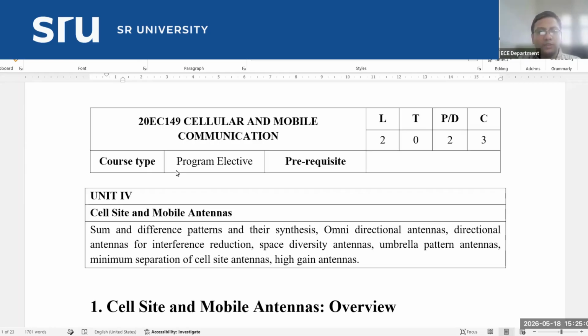Welcome to the fourth unit of cellular and mobile communication. Today's topic is cell site and mobile antennas. So today we will learn sum and difference patterns of antennas and their synthesis.